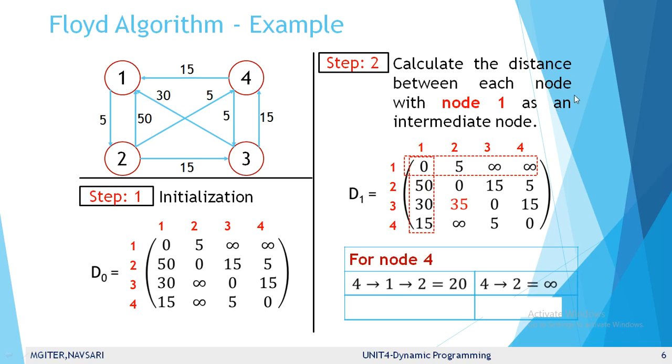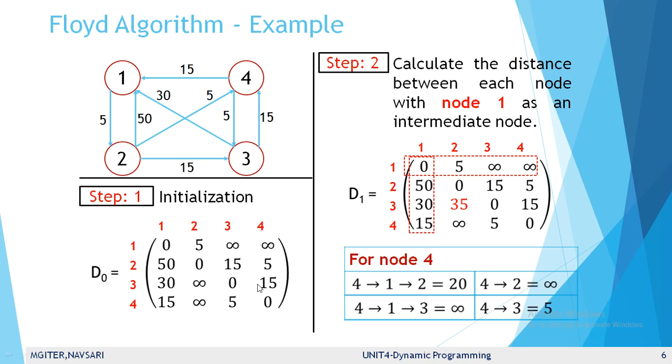Now for node 4. 4 to 1 the distance is 15 and 1 to 2 is 5. 15 plus 5 is 20, and the 4 to 2 distance is infinity. Which one is less? Here we get the shorter distance. So we update it to 20.